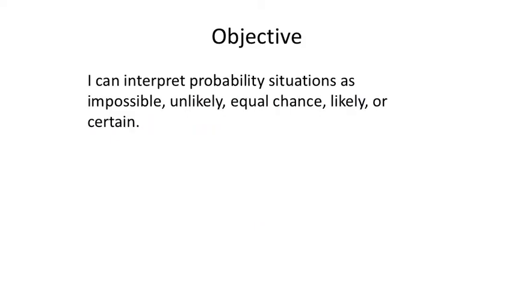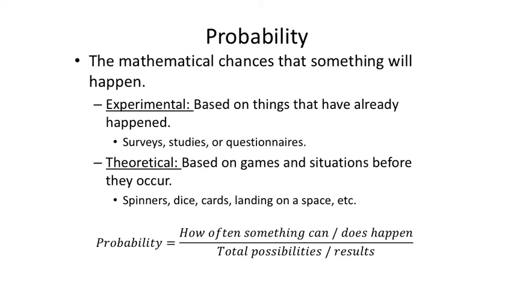Here's the objective then. I can interpret probability situations as impossible, unlikely, equal chance, likely, or certain. Take 30 seconds and copy this down, please. All right, so probability is just the chances that something will happen. Of course, this is a math class, so we're going to be looking at being able to do this numerically, which really isn't too bad.